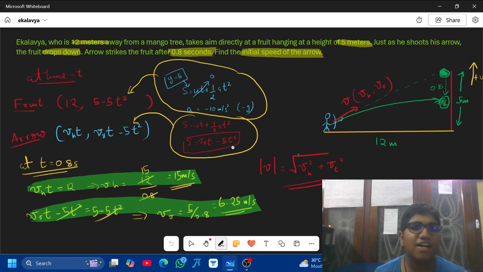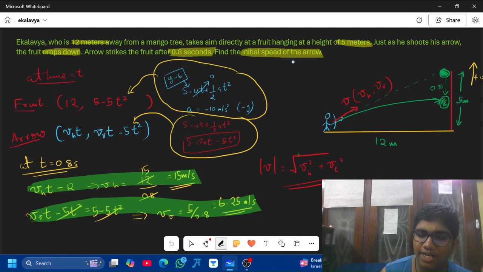Hi. Earlier today, I gave a solution to a question involving motion in a plane. The question was: Ekalavya, who is 12 meters away from a mango tree, takes aim directly at a fruit hanging at a height of 5 meters. Just as he shoots the arrow, the fruit drops and the arrow strikes the fruit after 0.8 seconds. Find the initial speed of the arrow.